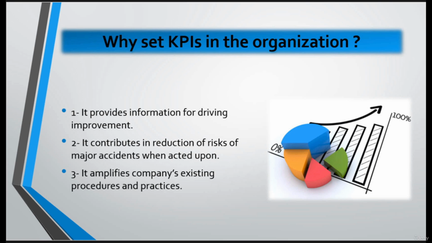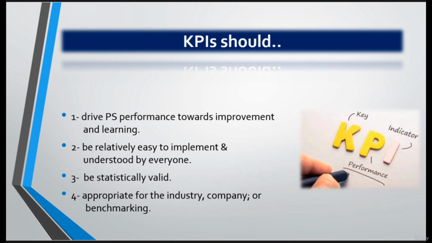Okay, so let's move on to the major characteristics of the KPIs. The KPIs should drive process safety performance towards improvement and learning. The KPIs should be relatively easy to implement and understood by everyone. The KPIs should be statistically valid, and the KPIs should be appropriate for the industry, company, or benchmarking. Okay, so this is just a generalized framework for the characteristics of the KPIs. Let's go into more detailed information about these characteristics.